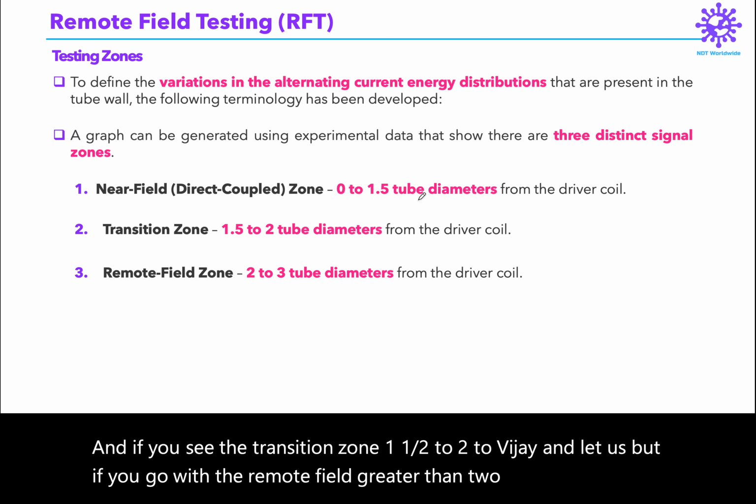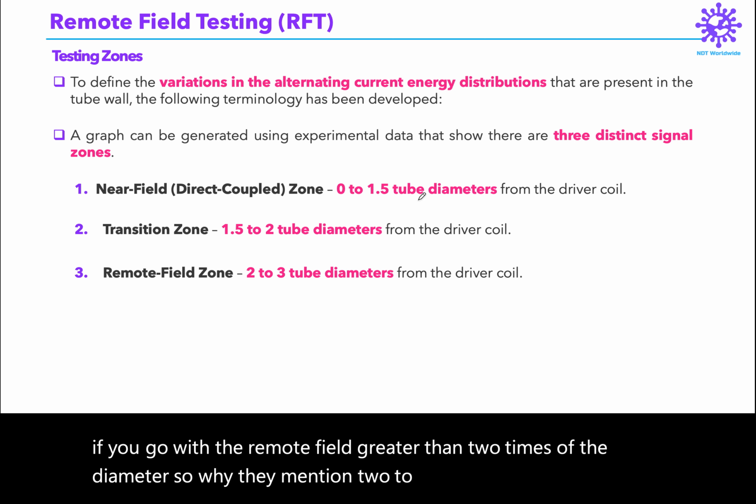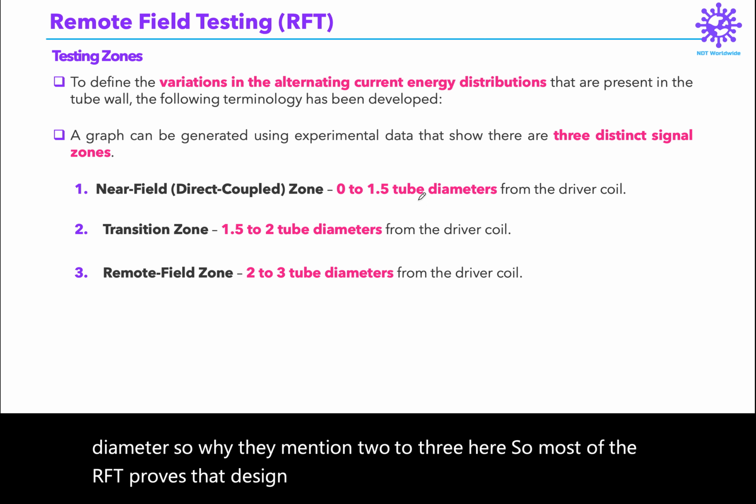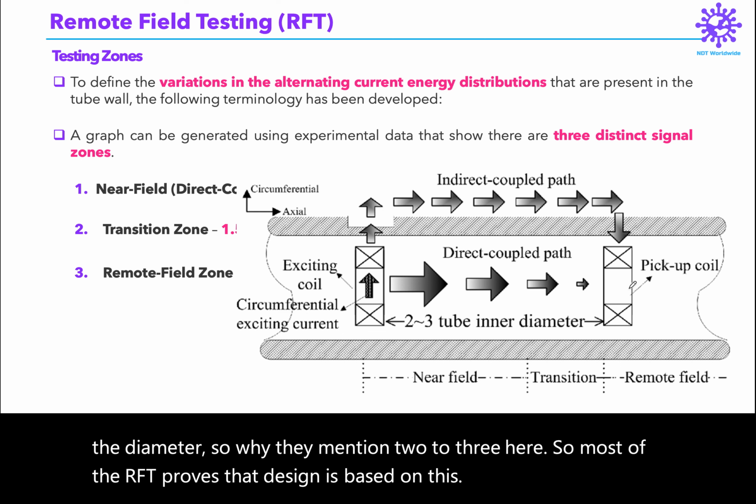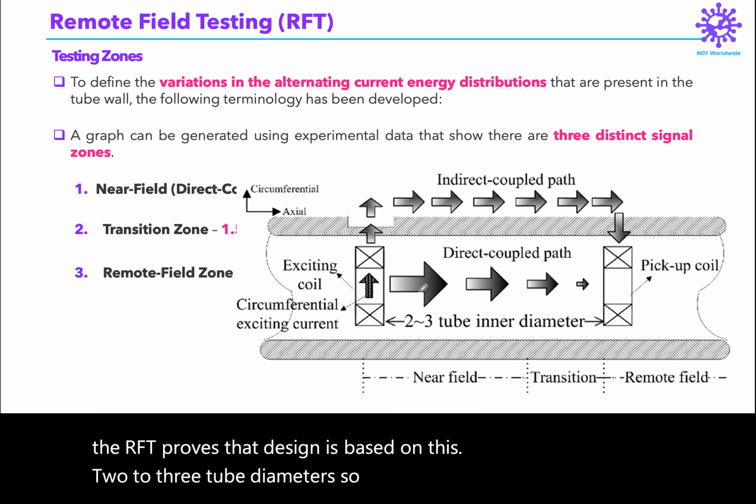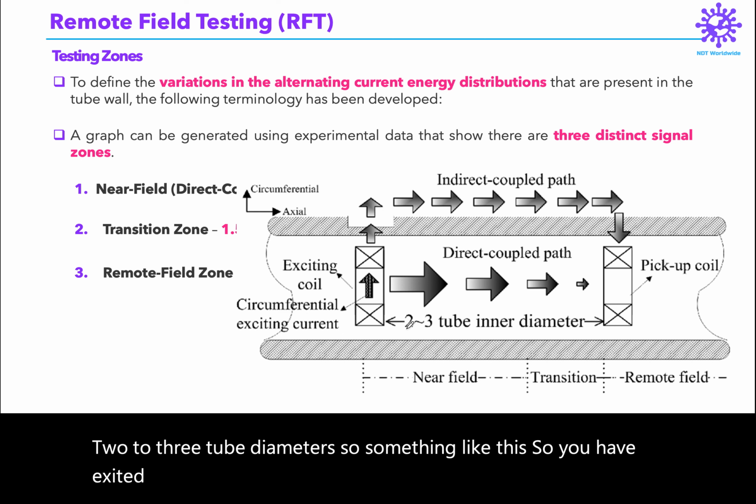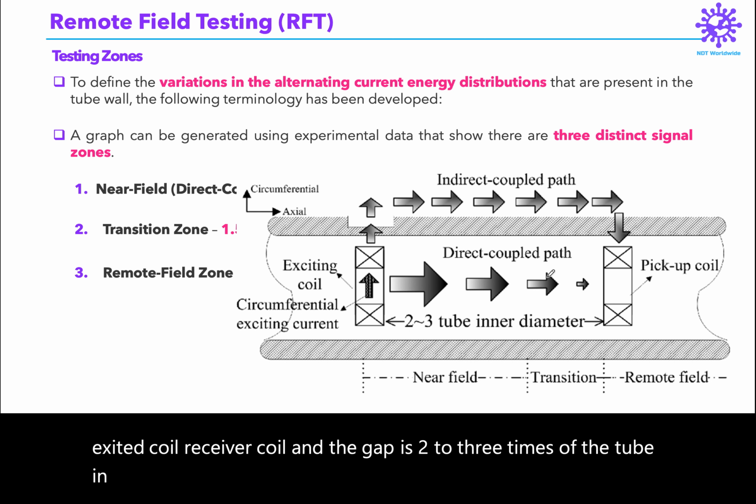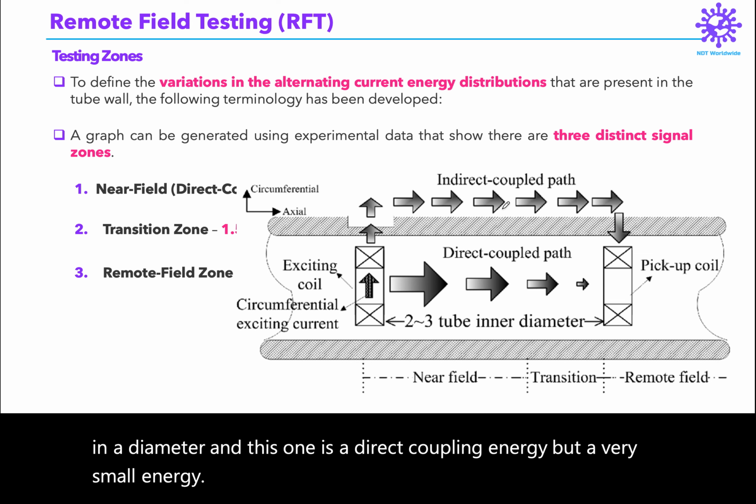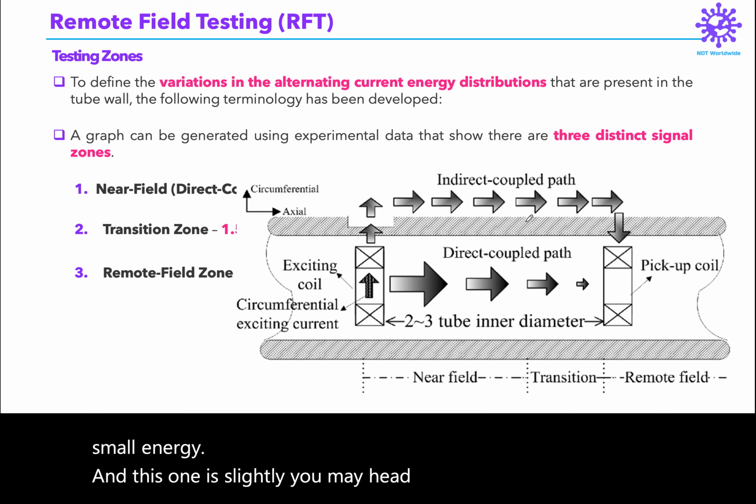So why do they mention 2 to 3 here? Most RFT probes are designed based on 2 to 3 tube diameters. So something like this: you have an exciter coil, a receiver coil, and the gap is 2 to 3 times the tube inner diameter. This one is direct coupling energy, but a very small energy. And this one slightly, with some attenuation, reaches this pickup coil.